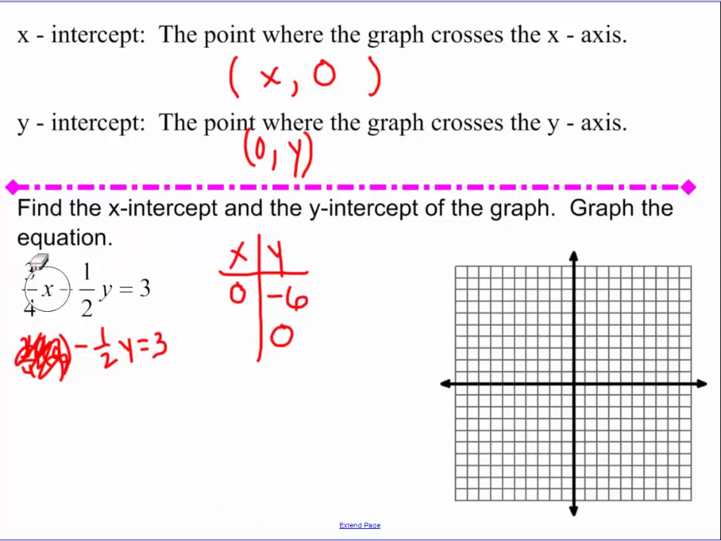Now to find the x-intercept, I make y equal to 0, so I cover that up with my finger, and I solve that equation. So I multiply both sides by 4/3, the reciprocal. Those cancel, and I get my intercept of 4. So now it's a matter of graphing. So I have negative 6 and 4, and then using your ruler, connect your 2 points.